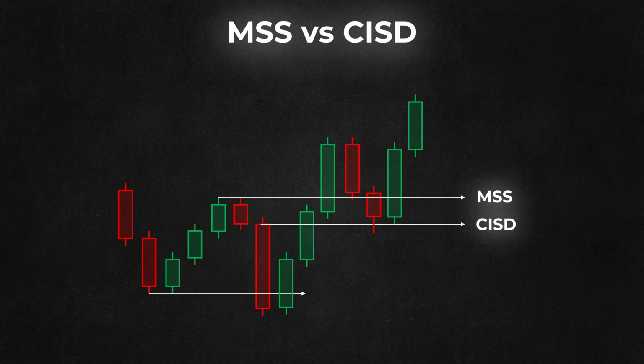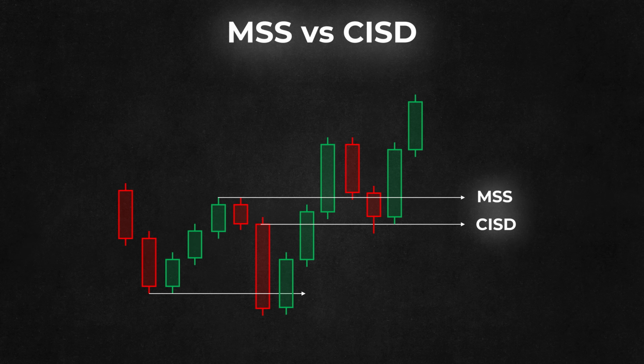The answer is that market structure shifts relate to the high or low that gets broken, and change in state of delivery relates to an order block. In other words, the market structure shift is the break of structure, while the change in state of delivery is the break of the order block. The expression change in state of delivery gives the impression that there is an algorithm delivering price action, which is one of the claims that ICT traders make without actually knowing what they're talking about. We'll talk about this idea in greater detail later in the video.